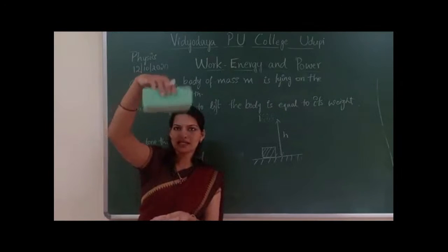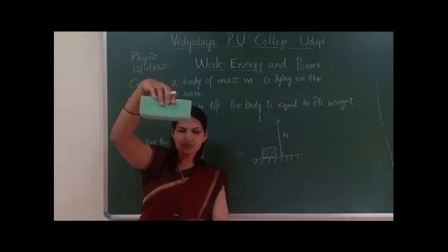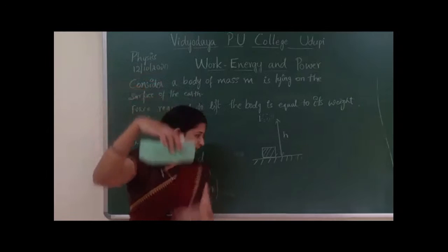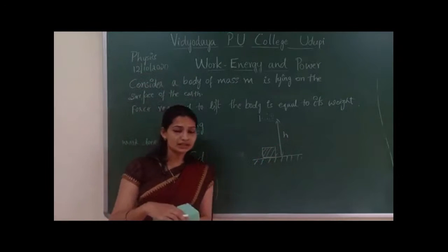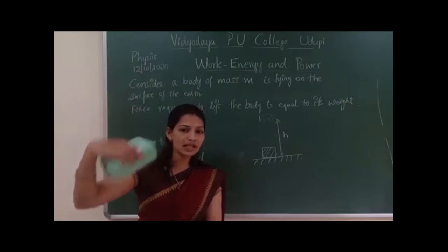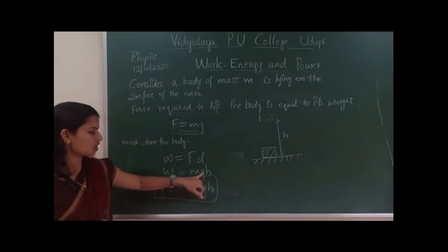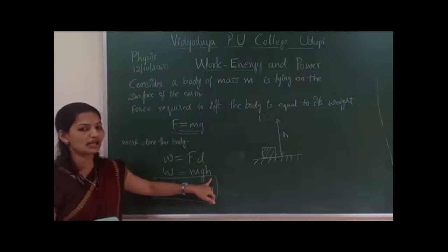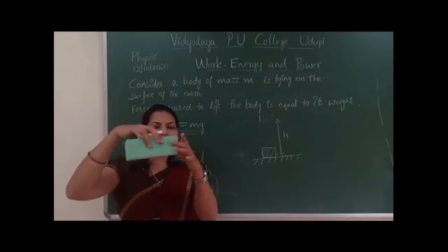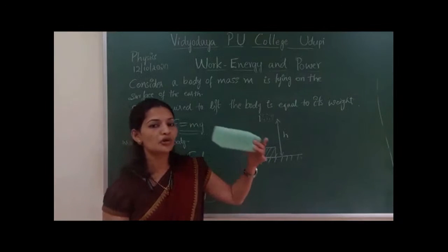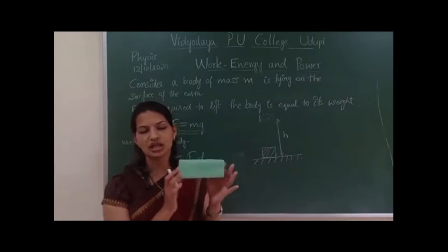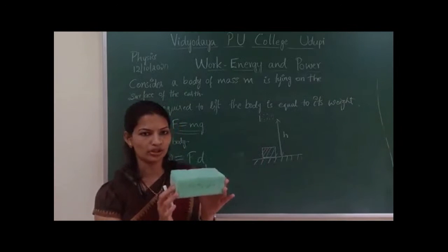Now the position of the body is here. Then the distance between this body and the ground level is h. Okay, the height is h. Then the work done on this body is equal to mgh. And this work done on the body is stored as potential energy in the body.